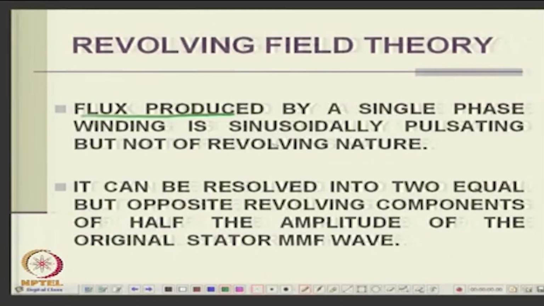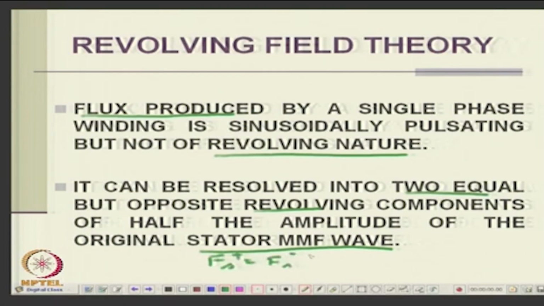Therefore, we already know that the flux produced by a single phase winding is sinusoidally pulsating, but not of revolving nature. It results in two equal and opposite components, each half of the amplitude of the original stator MMF wave. So, we say Fs plus equals Fs minus, equal to the magnitude of F max by 2. That is what we will take as such.